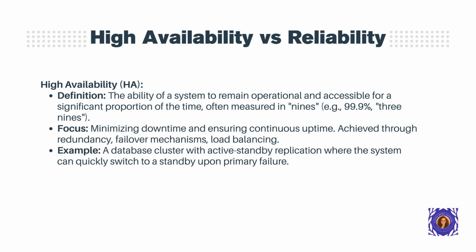But here's the critical insight. A highly available system is not necessarily a reliable system. Let me give you an example. Imagine a banking system that's available 99.99% of the time. It's almost never down. But when it is running, it occasionally processes transactions incorrectly, maybe debiting the wrong account or processing a payment twice. This system has high availability but low reliability.